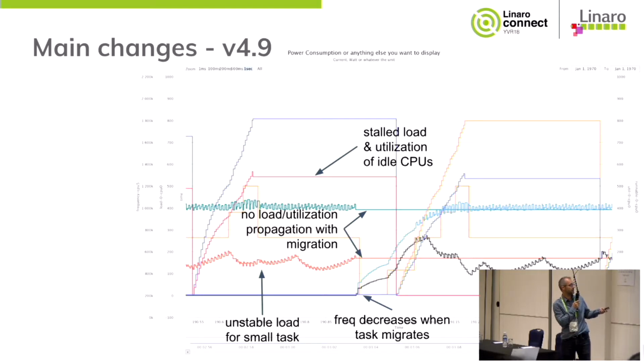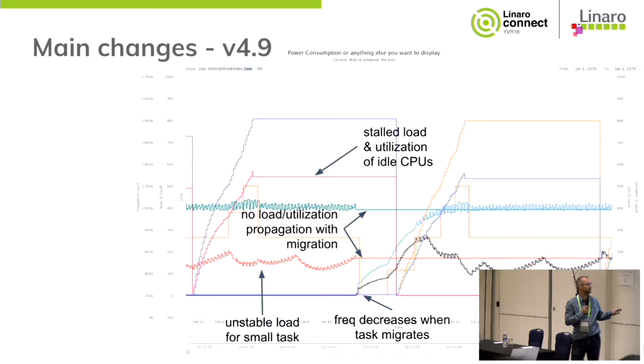One first thing was that once a CPU became idle, its utilization and its load were stalled at the last running value. And because it was stalled, it means that at the scheduler level, this CPU was seen as loaded even if nothing had happened for a while. So that was creating some wrong assumptions at the scheduler level when deciding where we should place one task or another. The other one was that when the task was migrating from one CPU, this is the green, to another one, its utilization was not migrating. So the CPU could be idle with high utilization because the task just migrated, but not its utilization.